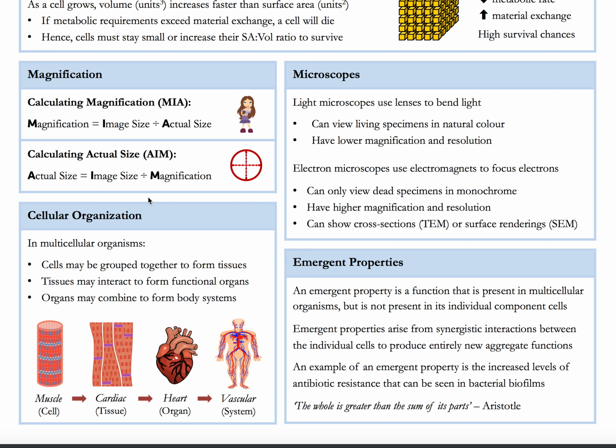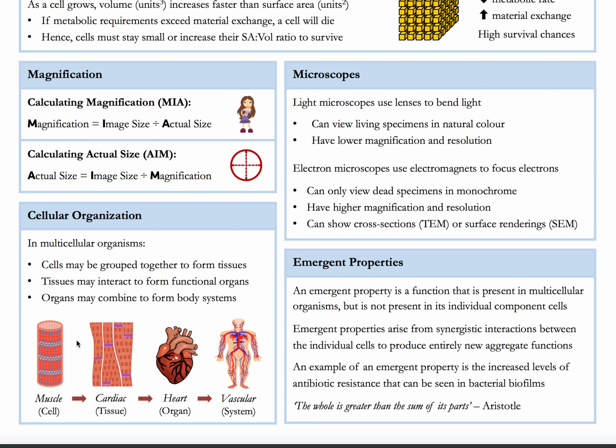Now you have to know about a really important concept in organisms. Basically, we know that cells are the smallest units of life, and cells may be grouped together to form tissues to perform a specific function. Then tissues can form functional organs, and organs will combine to form an organ system, which makes up your body.